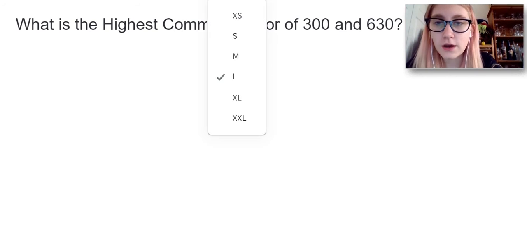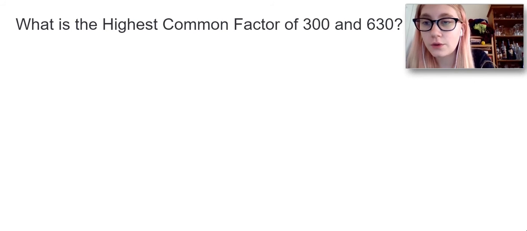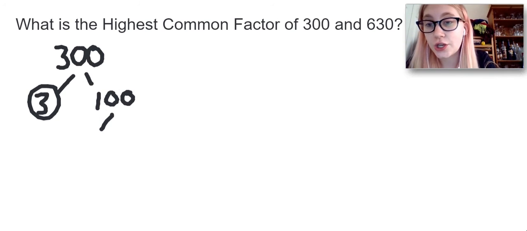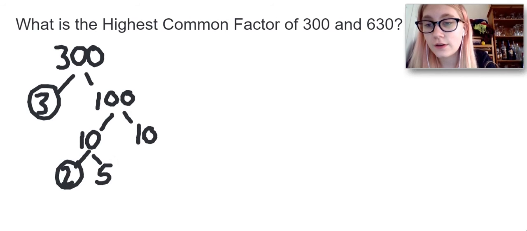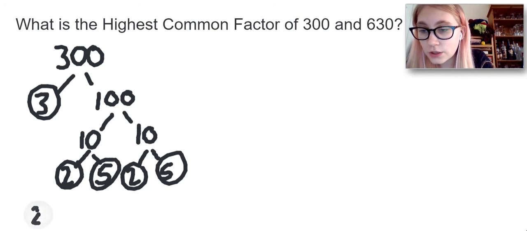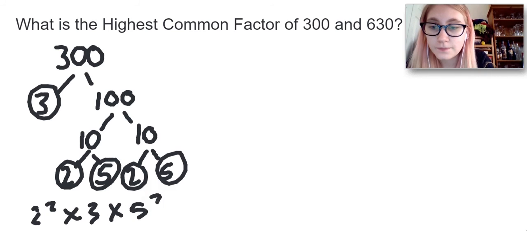So we'll start by finding the prime factorizations of both of them. So 300 splits into 3 and 100. 100 then splits into, let's say, 10 and 10, which each split into 2 and 5. So then the prime factorization of this one is 2 squared times 3 times 5 squared.